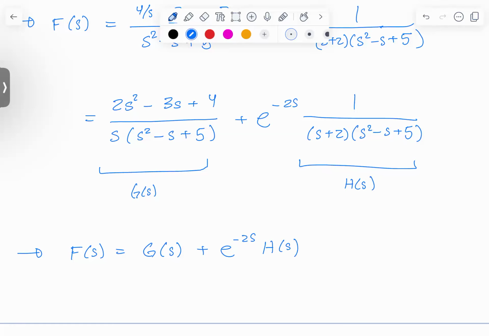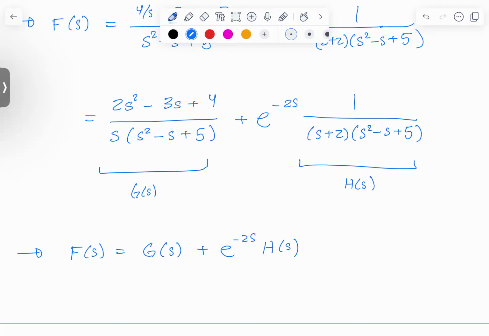So we have two partial fractions to deal with. Call this guy g of s, call this guy h of s. And the whole thing is that when solving partial fractions, the fact that this is a heavy side is irrelevant. So I have e to the negative 2s times this function h of s.